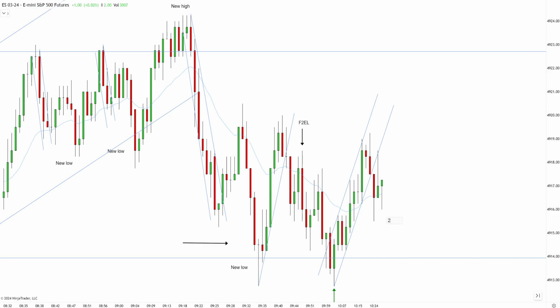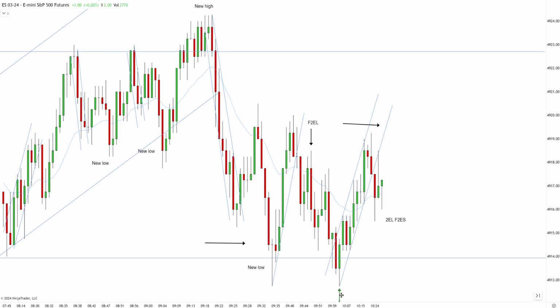This right here is a second entry long and also failed second entry short, which means I have more reasons to enter. It is very close to EMA. We pushed above EMA, confirmed the bullish momentum. This uptrend is new high, and because we have two high probability setups in one, great signal bar. This is the best trade for the day.